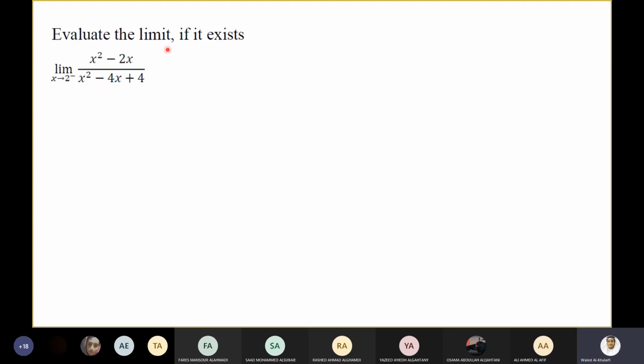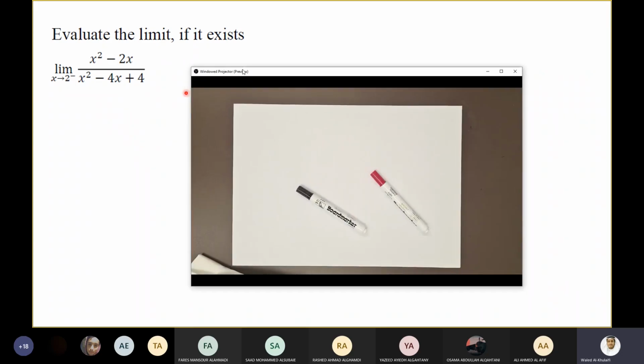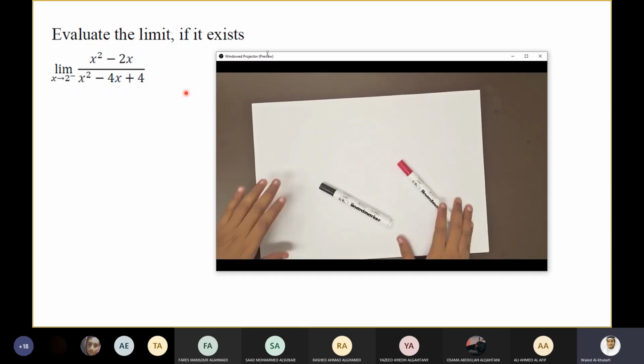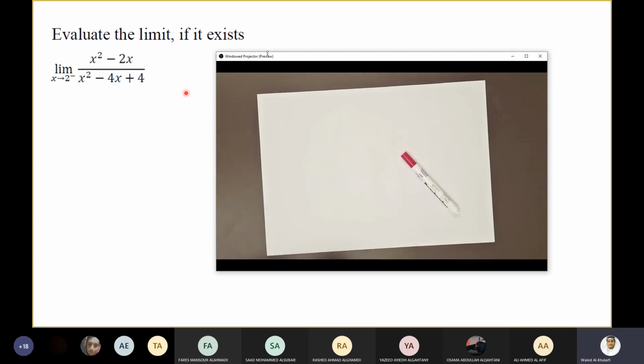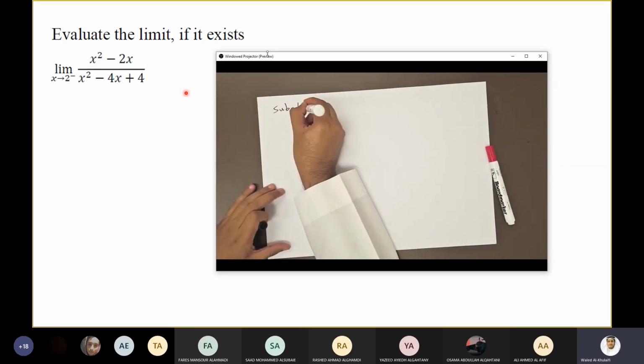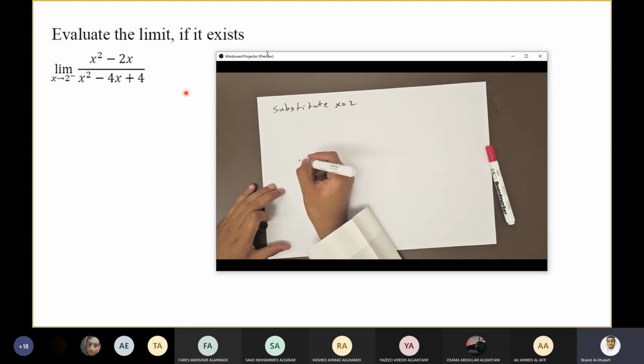The question says evaluate the limit if it exists, and I have the limit this way. What is the first thing I have to think about or check when I deal with limits? The first thing I have to do is substitute. Substitute what? Substitute x equals 2.